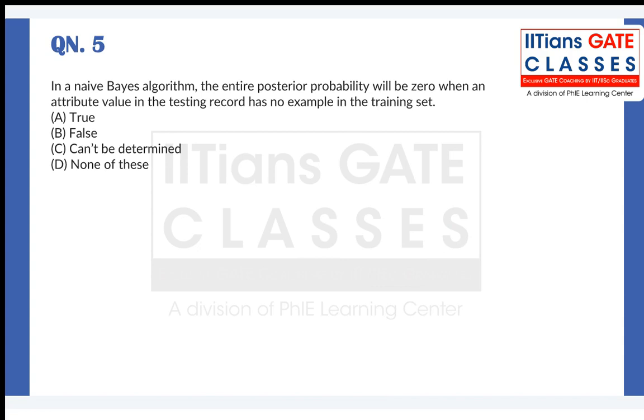In a naive Bayes algorithm, the entire posterior probability will become zero when an attribute value in the testing record has no example in the training set. Is it true or false, or cannot be determined?